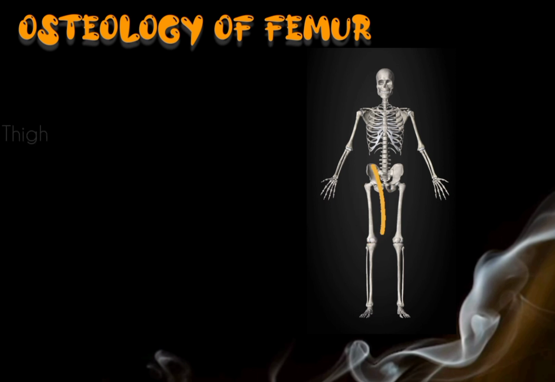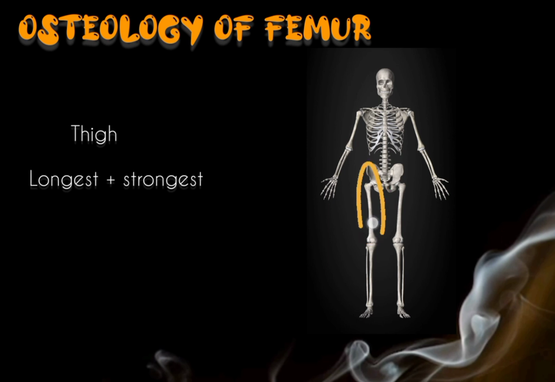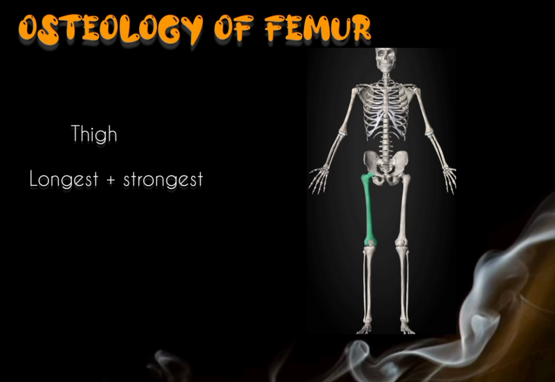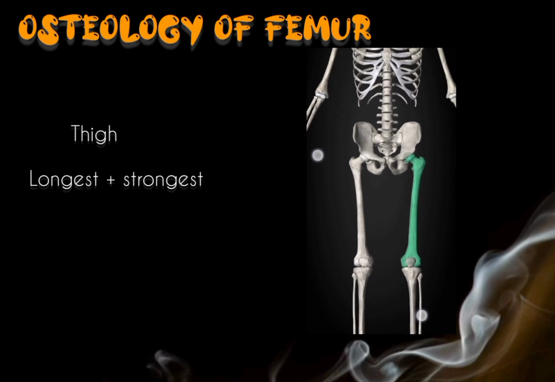It is located in the thigh, so it is also known as the thigh bone, and it is the longest and the strongest bone of the human body. The femur bone is marked over here in the green color, as you can easily see it. So it is present on the right side and the left side of the body.